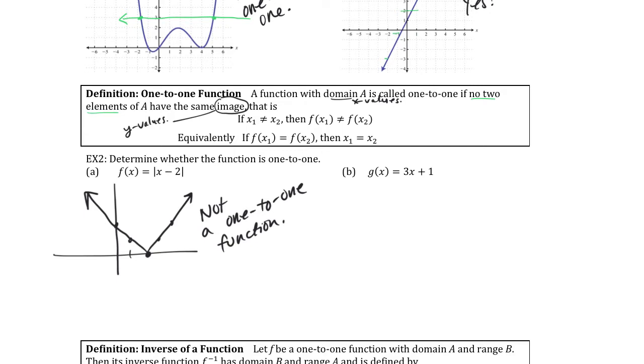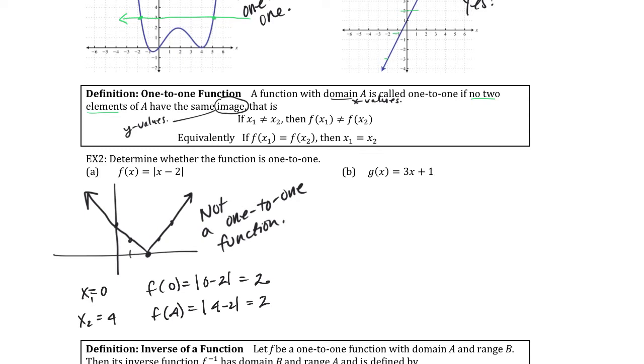And algebraically, we could see this as well, because you could get an output of 2 in a few different ways. So if we had x equals 0 and x equals 4, then f of 0 would be the absolute value of 0 minus 2, which is the absolute value of negative 2, which is 2. But look, if we have f of 4, we get the absolute value of 4 minus 2, which also has an output of 2. And that breaks the rules of one-to-one functions. So that is not allowed.